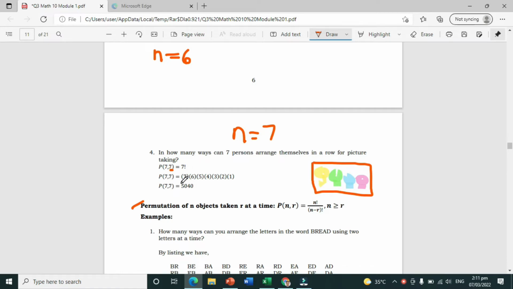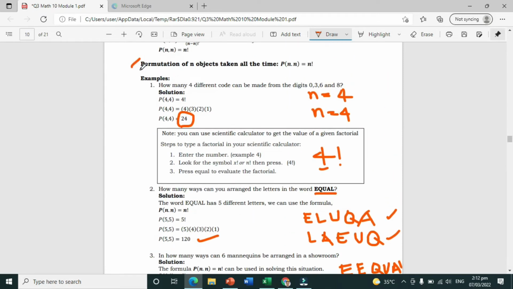So, P77 equals from 7, multiply natin hanggang umabot tayo ng 1. So, 7 times 6 times 5 times 4 times 3 times 2 times 1, you will get 5,040. So, it means there are 5,040 ways that you can arrange 7 persons in a row for picture taking. So this is one of the examples of what we call permutations of n objects taken all the time.